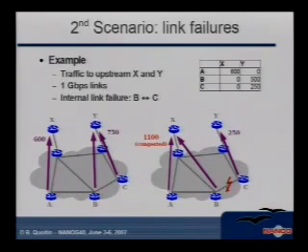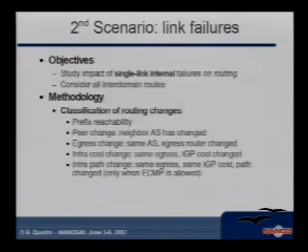The second experiment we have done is to investigate what will happen when internal links fail and how the traffic will be redistributed, and also how many routing changes each link failure can cause inside my network. Here we have classified each routing change according to what's shown on the slide.